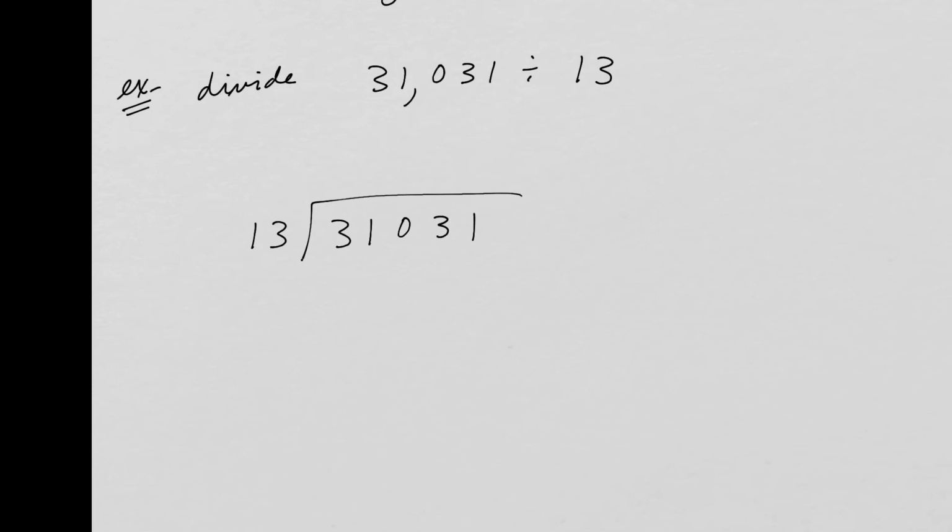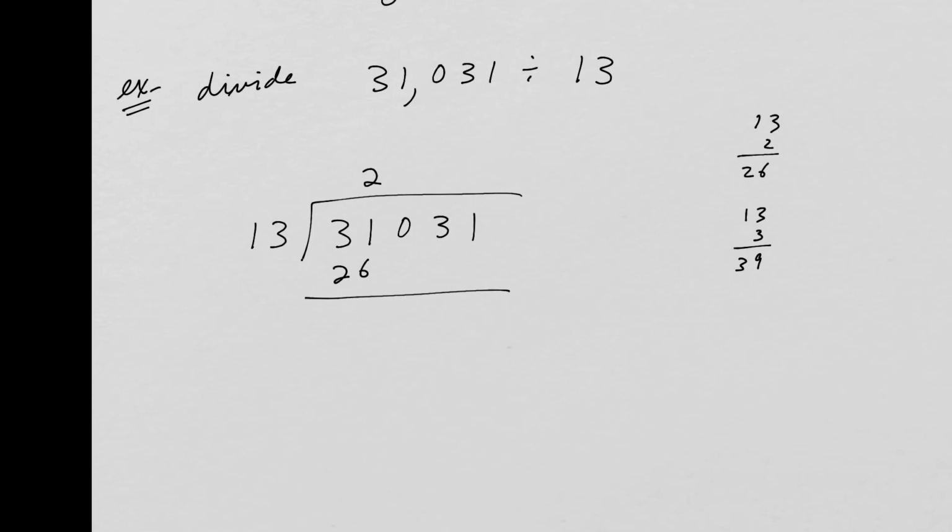But if you think about it, right, 13 times 2 is going to be 26. 13 times 3 is 39, so that's too big. So it looks like it goes in 2 times. And sometimes you have to go on the side and do this math. Sometimes it's not obvious. You might have to work it out. Okay, so now I can multiply 2 times 13. That's going to give me the 26.